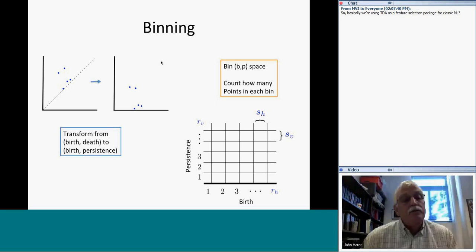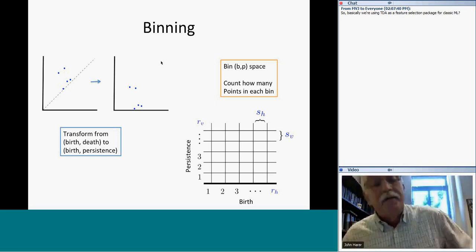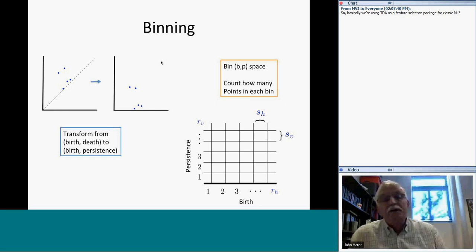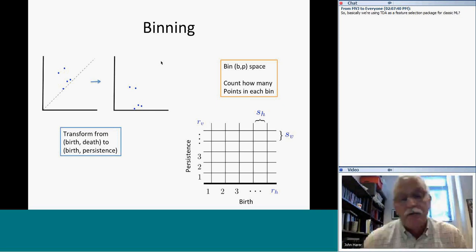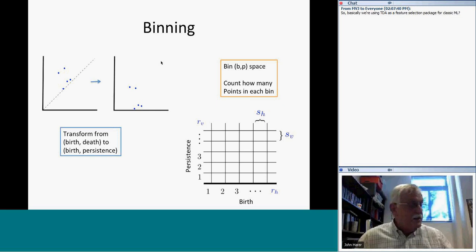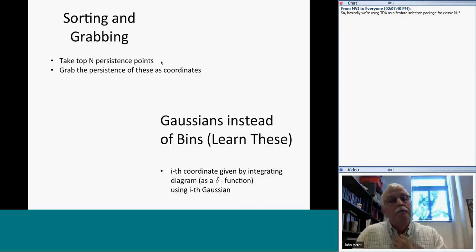What you do is first you want to draw these bits that are drawn in the bottom right. You want to divide the space for the diagram up into squares. So we just transform the diagram into birth and persistence, the x-coordinate being birth and the y-coordinate persistence. Just cut that space into bins and simply count how many points are in each bin. And that then gives you a coordinate, and that transforms a diagram into a vector in whatever space the number of bins is. Okay, so that's the big idea, very straightforward.